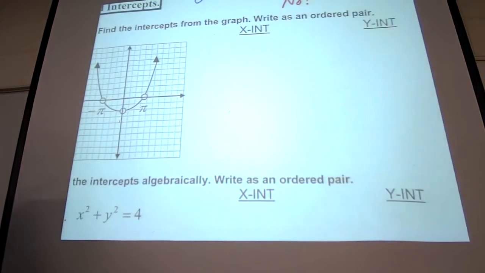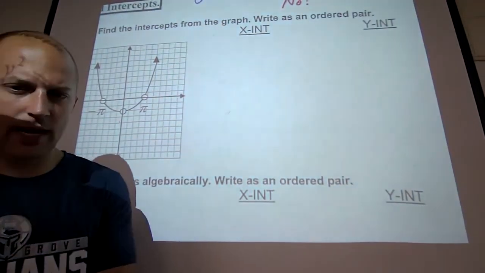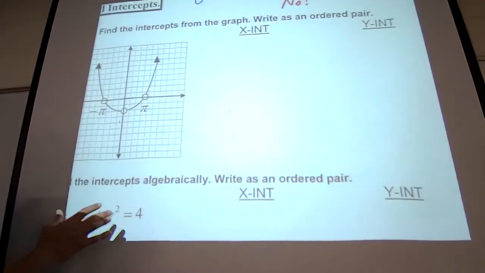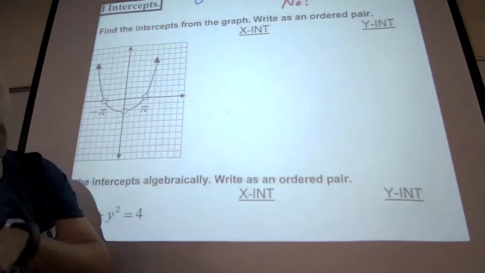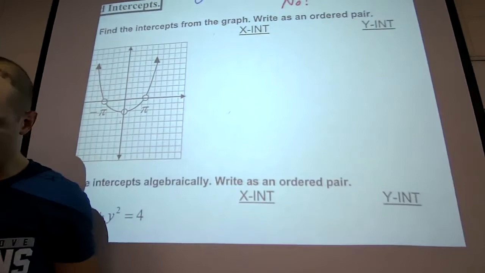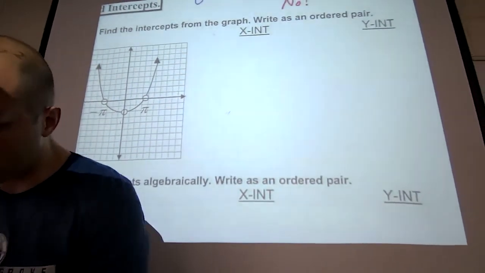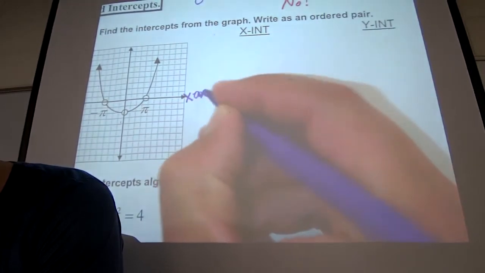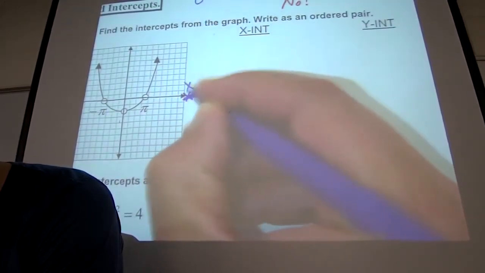All right, so now working on intercepts. I'm a visual guy. I want to give you a visual here. So it says find the intercepts from the graph. Now, when we're looking at intercepts, we're looking to see where it crosses the x-axis. Let me rewrite that: x-axis.